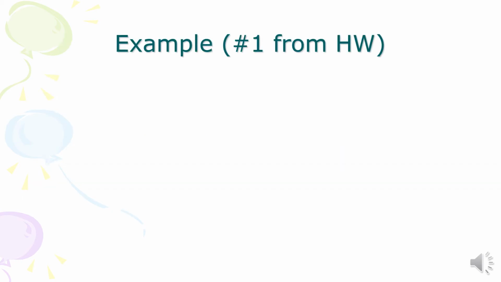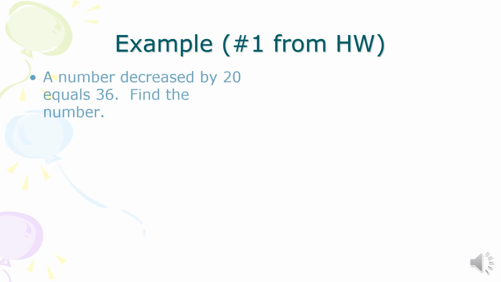So let's take a look at number 1 from the homework. We'll do this one together. A number decreased by 20 equals 36. Find the number. So the first thing I want to do here is highlight the words or numbers that refer to numbers that are going to be in the equation.